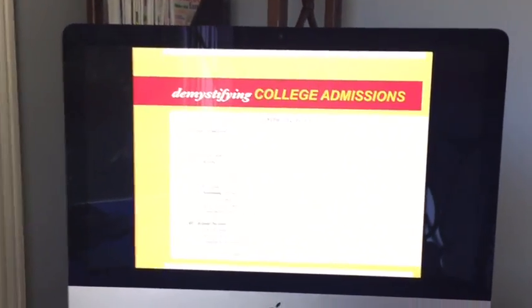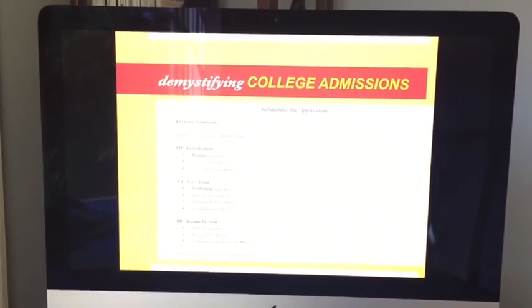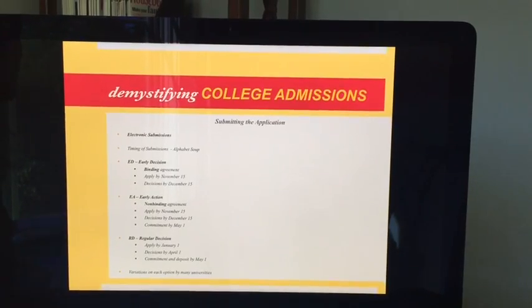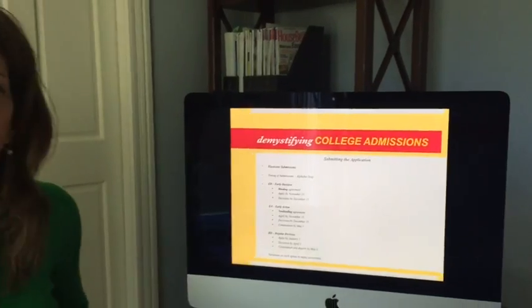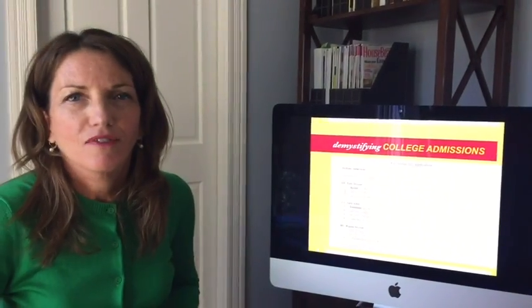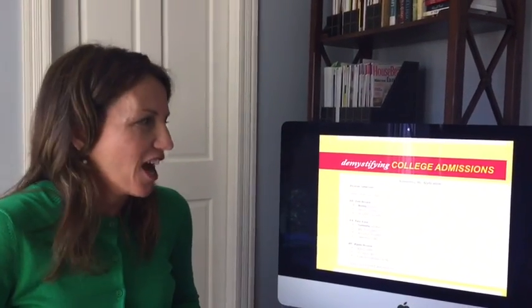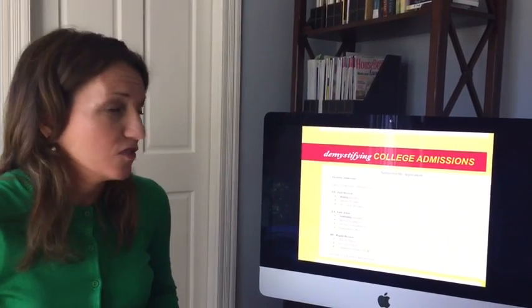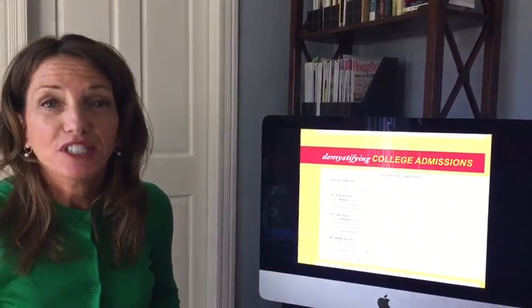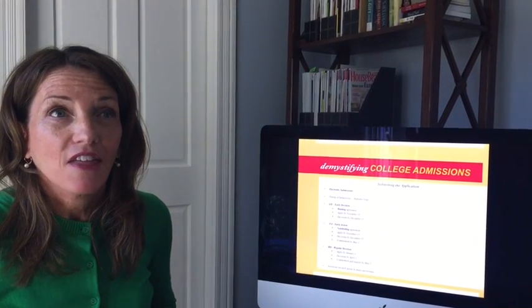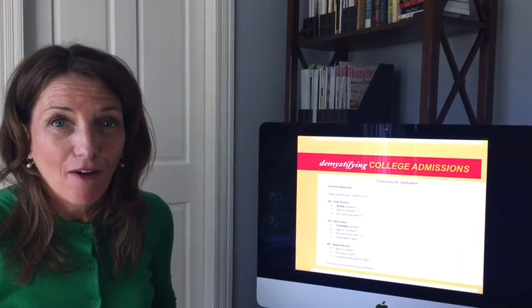So let's move on now to submitting the application. The Common Application is submitted electronically. The timing of submitting the Common Application I often call alphabet soup because of the abbreviations associated with that. There are 3 different times that a student can submit their application.